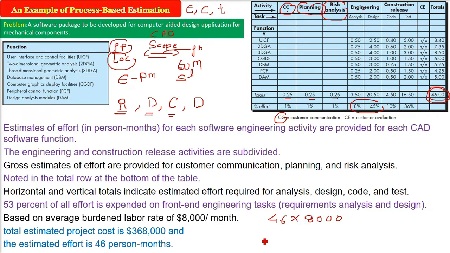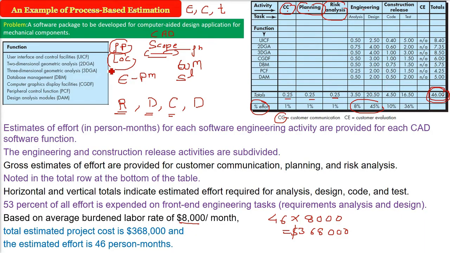368,000. This is the total estimated project cost. You also know the person-months. You have computed the project cost. So effort and cost is known, right? And in this way also you can find out the time, the span. So 46 into 8,000 is 368,000. Person-months is 46. You can directly take it from here. Okay. So this is the simplest example which I can give you for process-based estimation.